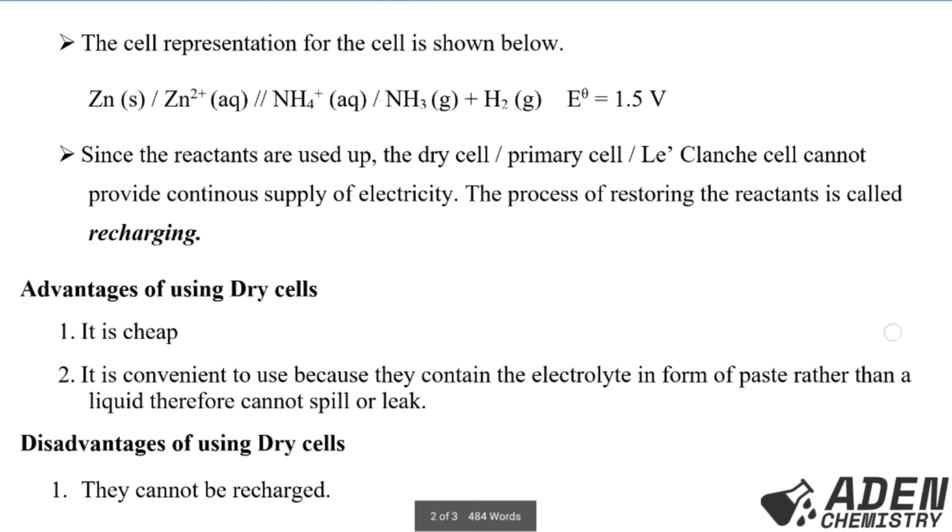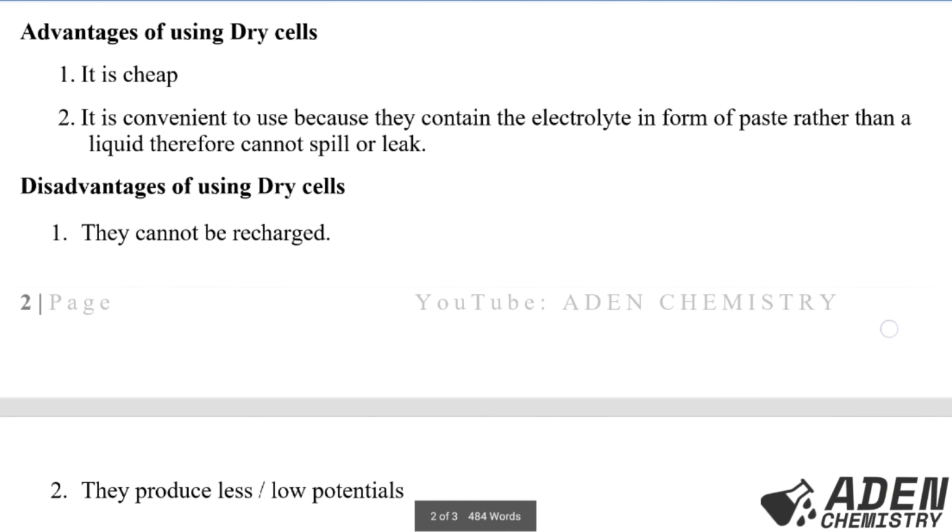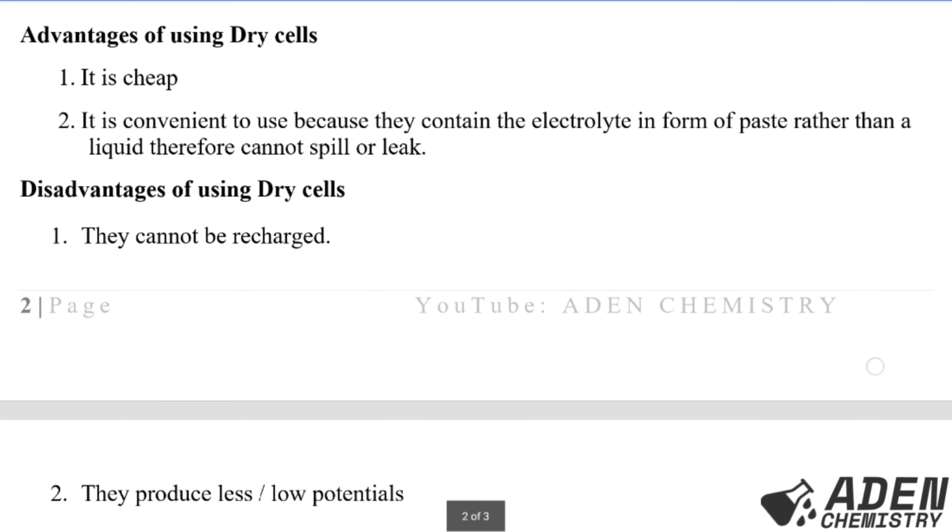So let's go and see the advantages and disadvantages of using dry cells. Advantages: number one, it is cheap, that means it is affordable. Number two, it is convenient to use, that means it is easy to use because it contains the electrolyte in the form of a paste rather than a liquid. Therefore, it cannot spill or leak.